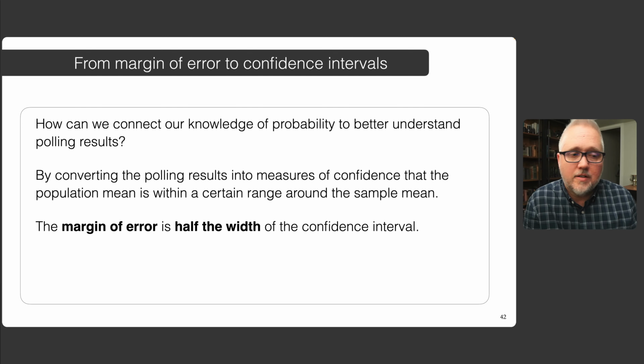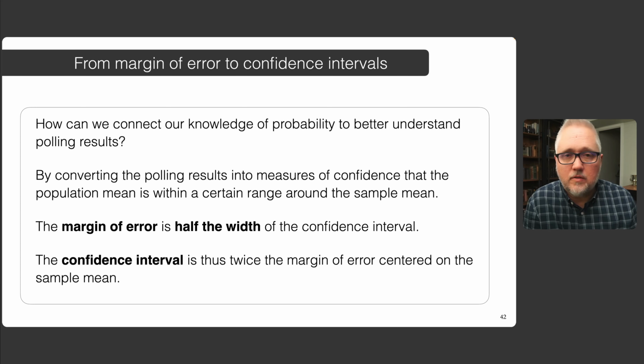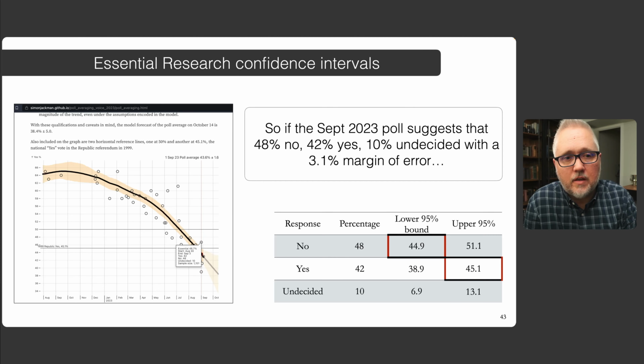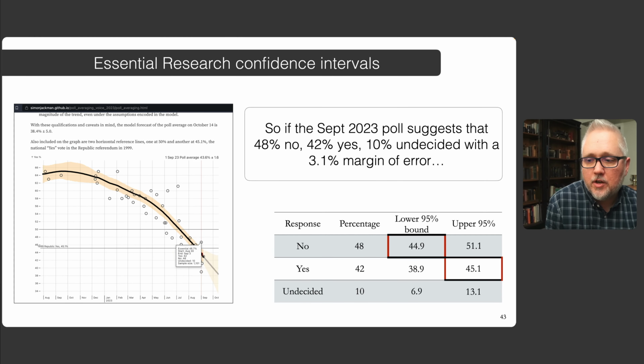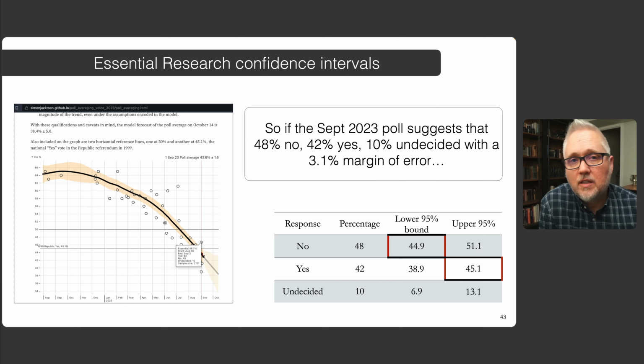Basically, the margin of error is half the width of the confidence interval, which means the confidence interval is twice the margin of error, plus and minus around the average value. So if you take this poll from Essential Research, the number of people surveyed was 1,151, with a yes percentage of 42 and a no of 48. You can calculate those confidence intervals around those different values.